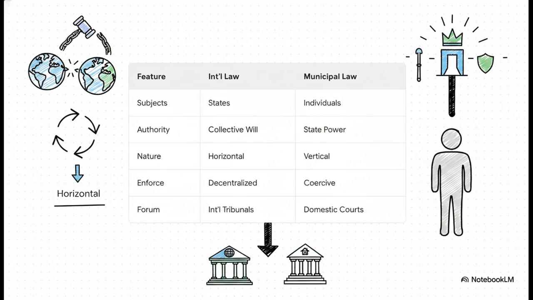Look at the primary subjects, states versus individuals. Look at the source of authority, collective will versus supreme sovereign legislative power. And crucially, pay attention to the enforcement machinery. International law lacks a centralized standing police force. It has to rely on things like sanctions or diplomatic pressure. But municipal law? That's fully backed by the coercive, organized machinery of the state, like domestic police and prisons. Highlighting these structural differences really demonstrates deep conceptual mastery to your examiner.